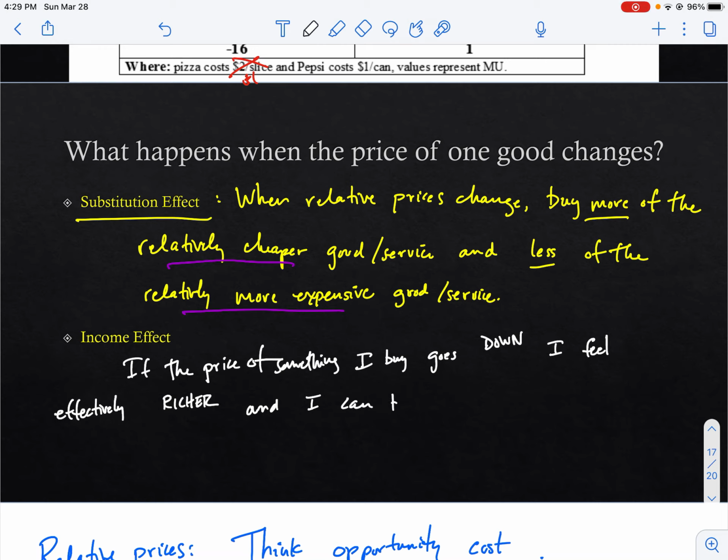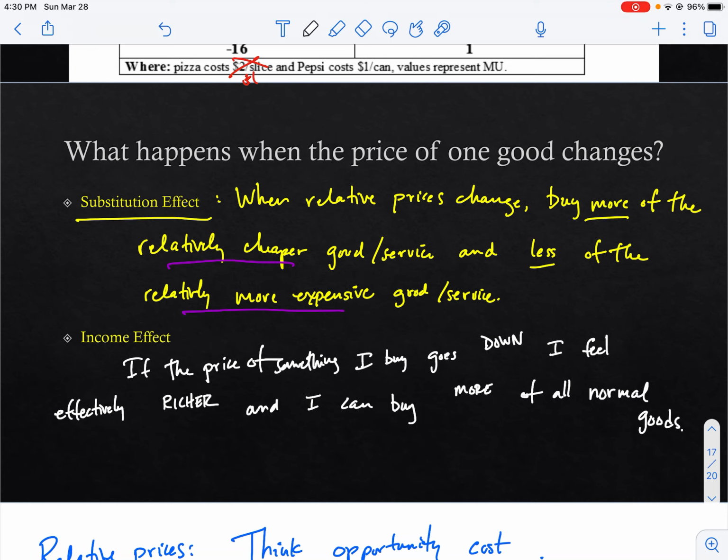and I can buy more of all normal goods. Remember normal and inferior goods? Normal goods are things that as your income goes up, you buy more of them. As you're effectively wealthier, you buy more of them. So if the price of something I buy goes down, I feel effectively richer and I can buy more of all normal goods.